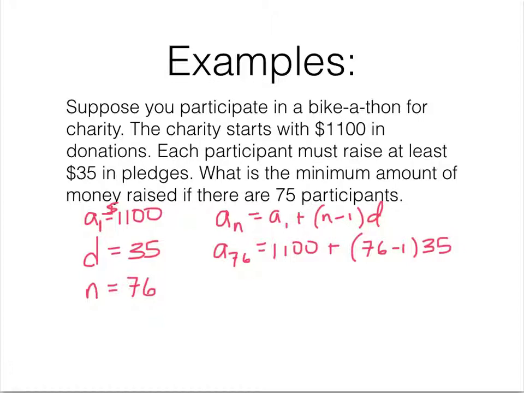And then all we have to do is the math there on that right-hand side, which I can punch right in my calculator. Comes out to $3,725. And that's it for the problem. So that's not difficult. Let's try another.